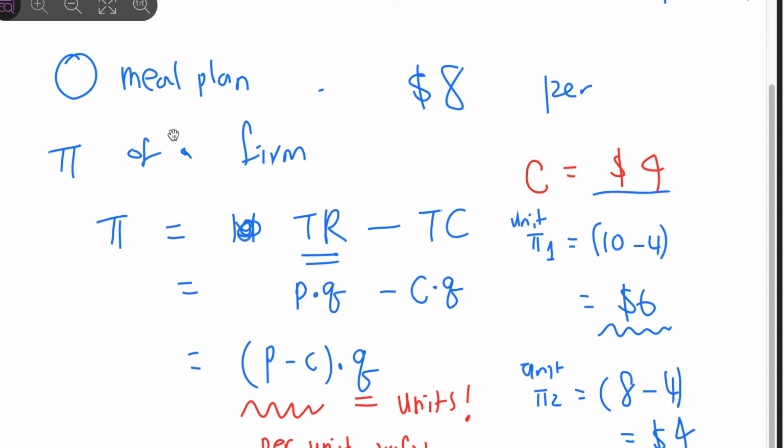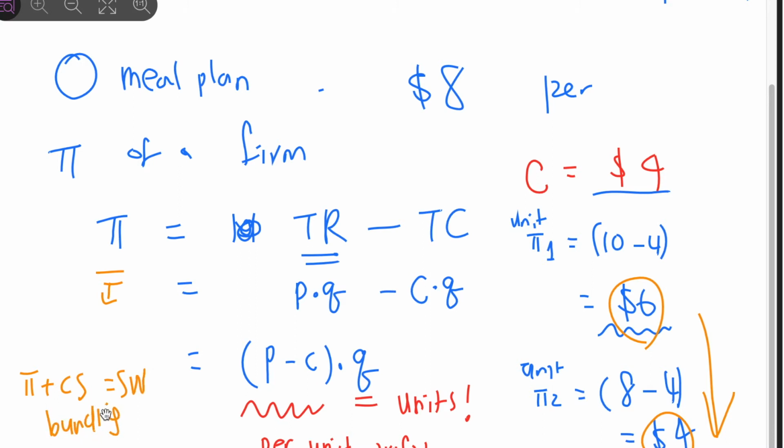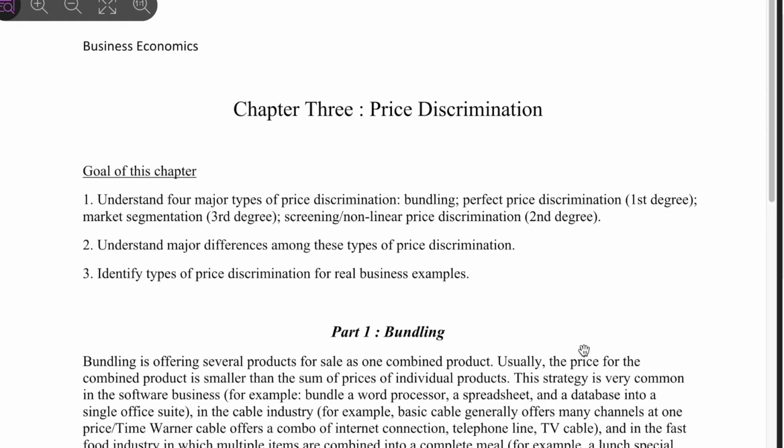So firm-wise, what is decreasing? What is the disadvantage of it? The profit decreases, right? And the profit plus consumer surplus together make the social welfare. So if you are bundling, and you're not really happy with the plan, the meal plan, the internet plan, or anything, then we will suffer a social welfare loss. Okay, so let's go back to our concept.